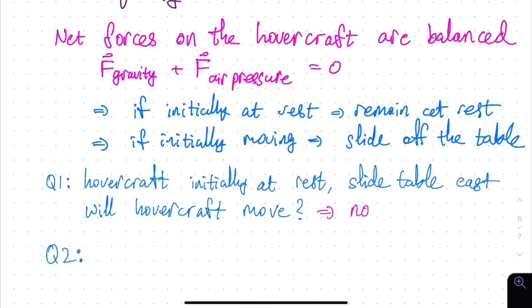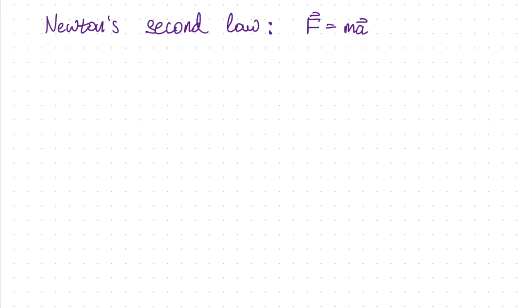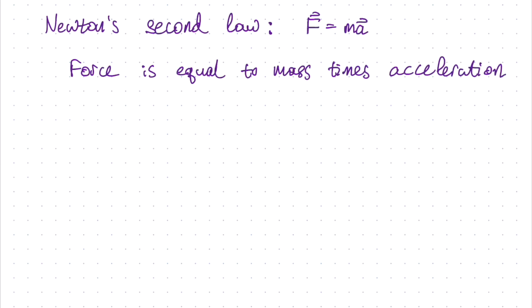Now suppose that we want to make the hovercraft move. How do we generate a net unbalanced force? Well, we have to push it, for example, with a stick. Newton's second law is a formula which reads F equals ma, or force is equal to mass times acceleration. To decode this formula, we need to understand what exactly is acceleration and what is force. So let's go ahead and start by asking the question, what is acceleration?